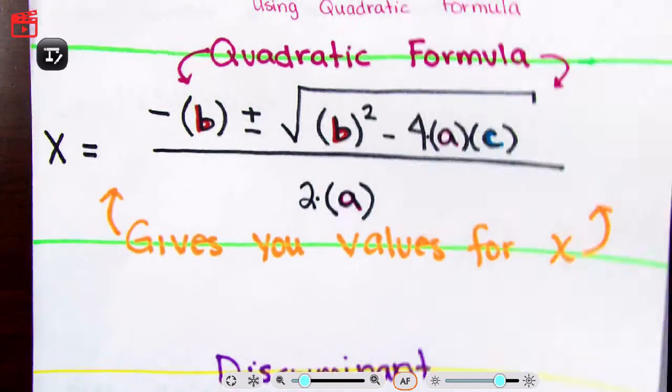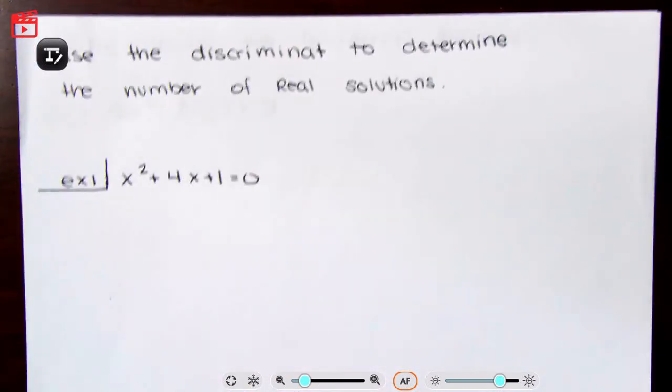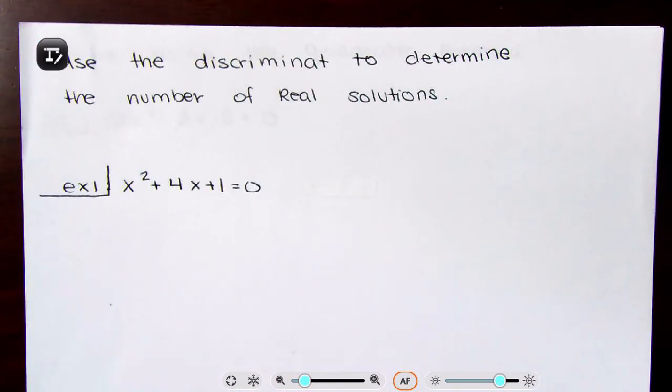Let's jump into some examples. This one's asking us, use the discriminant to determine the number of real solutions. Again, 3 options: no solution, 1 real solution, 2 real solutions. It doesn't tell us what the answer is. It just asks us how many answers there will be.